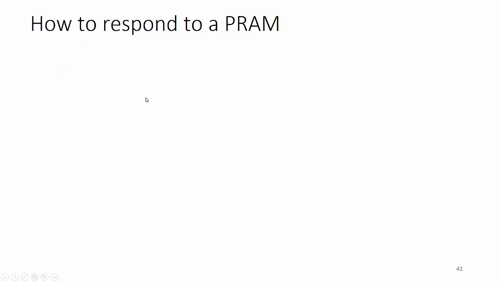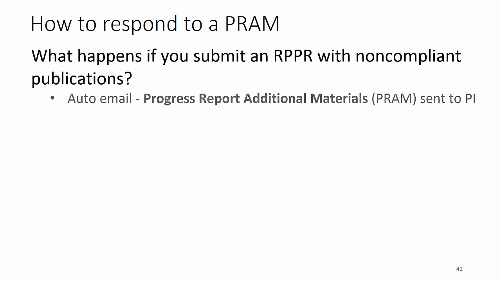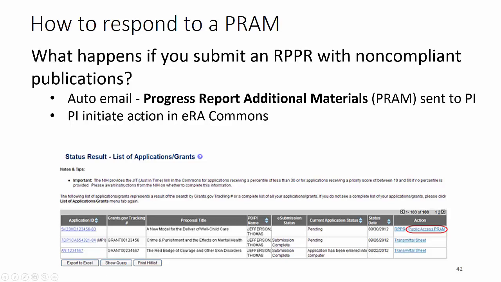So I wanted to talk about first, before we get into the demo on the compliance, how to respond to a PRAM. Well, first of all, what is a PRAM? A PRAM is issued, it's an email, and it's sent to the PI, and it's called the Progress Report Additional Materials. And basically, if you submit that RPPR with non-compliant publications, you're going to get this automatic email.